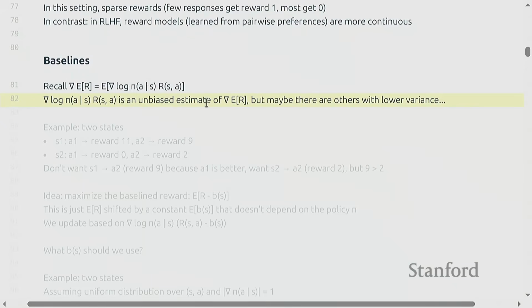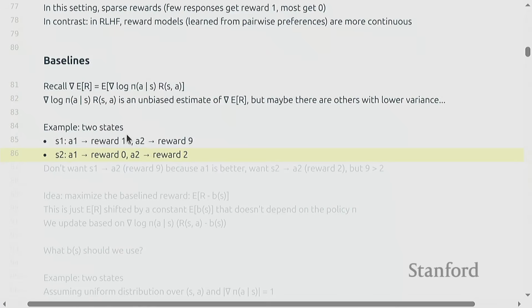This is an unbiased estimate, but its variance can be pretty high. Okay, so just to give a toy example to appreciate what I mean by high variance. Suppose you have just 2 states, so 2 prompts if you want, S1 and S2. From S1, you have 2 possible actions. A1 gives you reward 11, A2 gives you reward 9. And from state S2, A1 gives you reward 0, and A2 gives you reward 2. Okay? So S1 fundamentally gives you higher reward, and S2 just gives you lower reward.